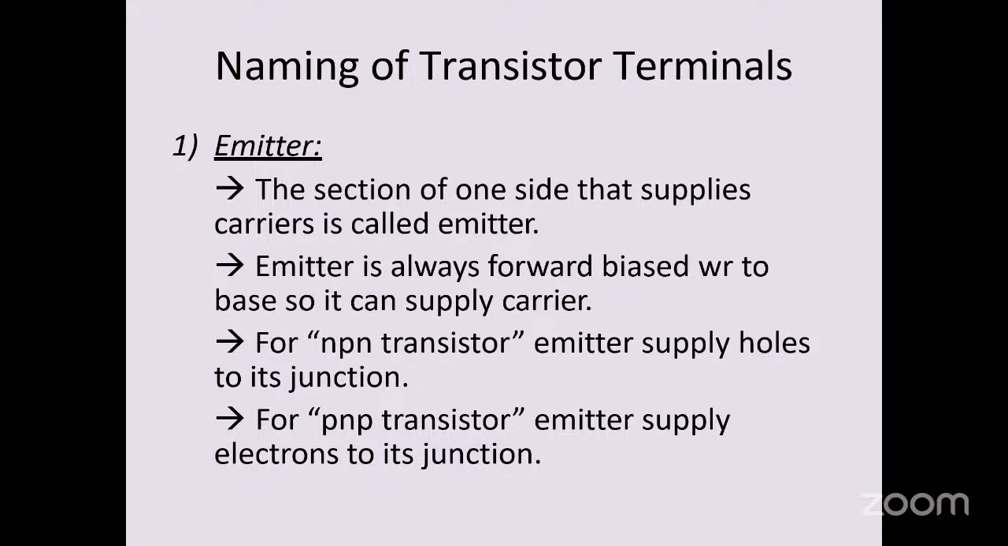So if you know this, you can easily write it down. The emitter is the section on one side that supplies carriers, either positive holes or negative electrons. The emitter region is always forward biased with respect to the base so that it can supply carriers. For an NPN transistor, the emitter supplies holes to its junction, whereas for a PNP transistor, it supplies electrons to its junction.